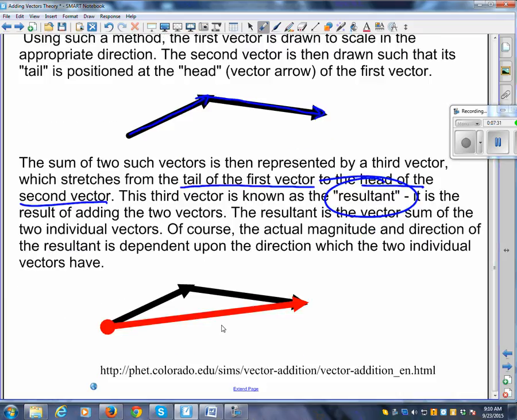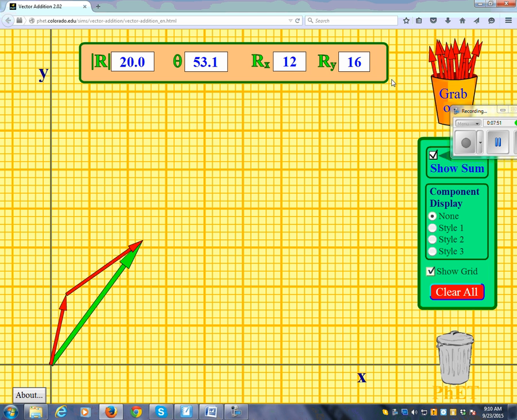How do I find out the number? How do I do that? Like how would we have drawn these black ones? With a ruler and a protractor. So how am I going to find how long the red one is? With a ruler.